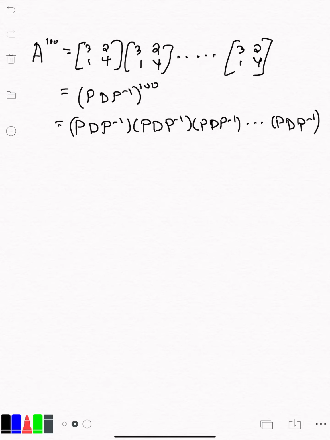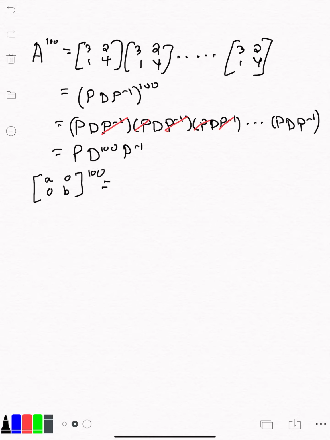But in the middle, a lot of nice things are going to happen. These P inverses and P's cancel each other out. That's what inverses do. And you're going to be left with a P in the front, and then D to the 100 in the middle, and then one P inverse at the end. And again, you might say, well, that doesn't really seem any better. We still have the 100th power of a matrix in there. But it turns out that if you have a diagonal matrix and you raise it to any power, including 100, you don't have to write it out 100 times and multiply it. All you have to do is take the power of the diagonal elements and leave the zeros alone, and that's going to be right.